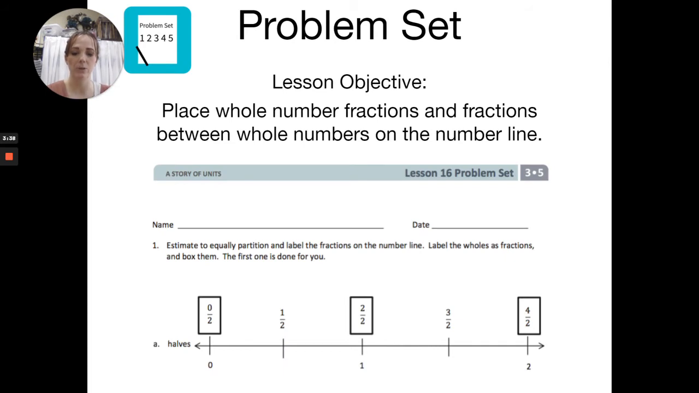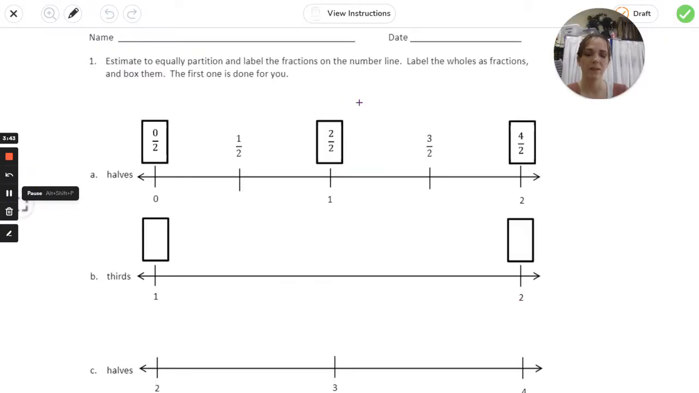Now we're going to go to our assignment, and we're going to be putting some fractions on our number line. So let's go. Number 1 says to estimate to equally partition and label the fractions on the number line. Label the wholes as fractions and box them. This one is done for you.